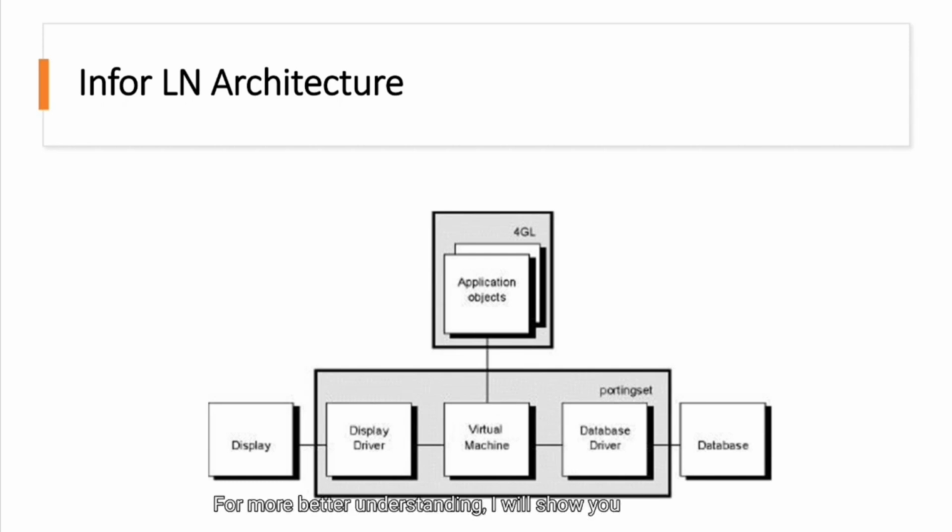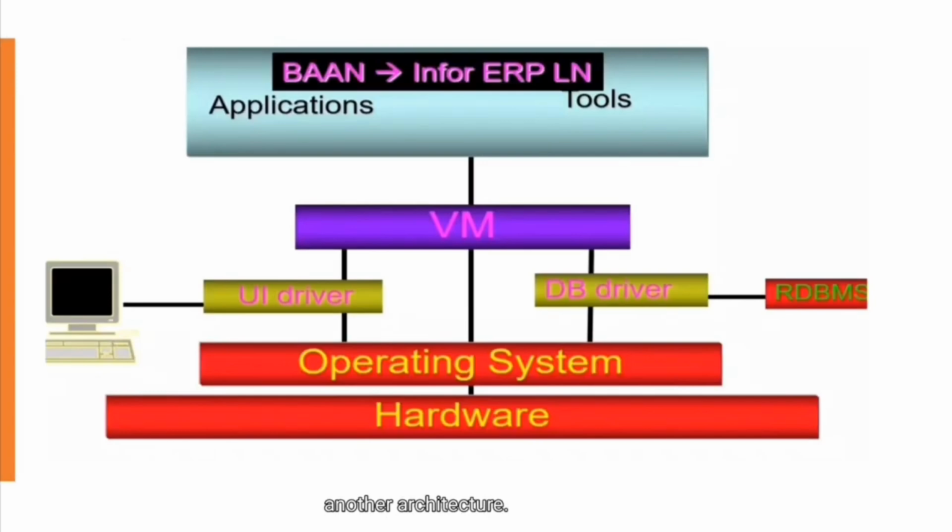For a better understanding, I'll show you another architecture. Here you can see this is the baan, from baan to Infor LN. Here this is the application layer. In our Infor LN we have two parts, applications and tools. In this application layer, through the VM it connects to the presentation layer, and here you can see the database layer.